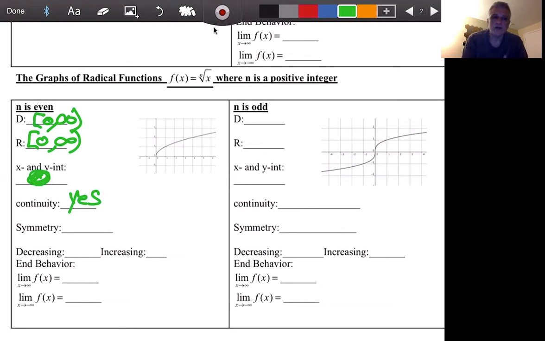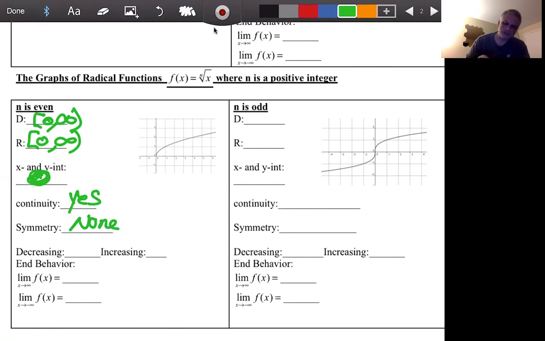Okay? What symmetry does it have? Well, if it had one of these, it would be symmetric to the y-axis. It doesn't. If it had one of these, it'd be symmetric to the x-axis, but it doesn't. And if it had one of these, it would be symmetric to the origin, but it doesn't. So there isn't any symmetry in this type of graph. If the nth root of x has n being even, no symmetry.